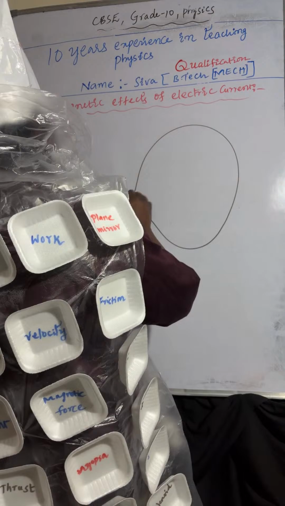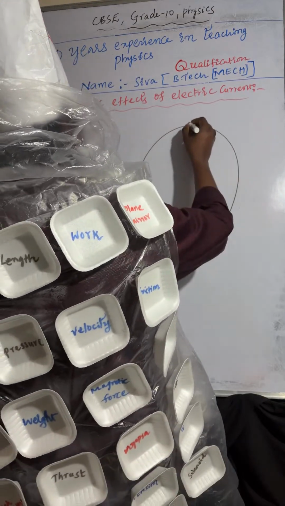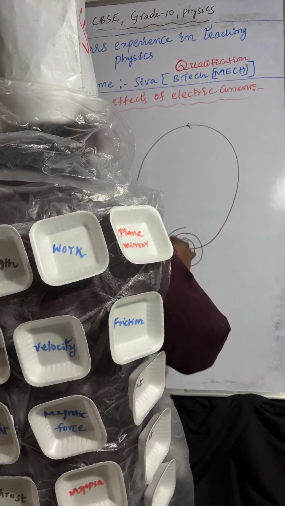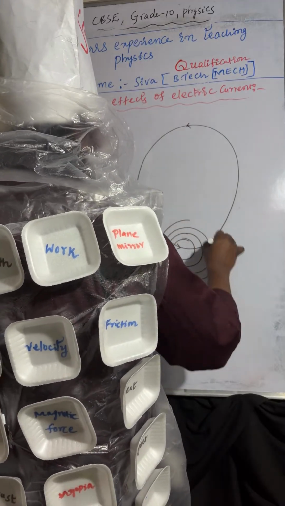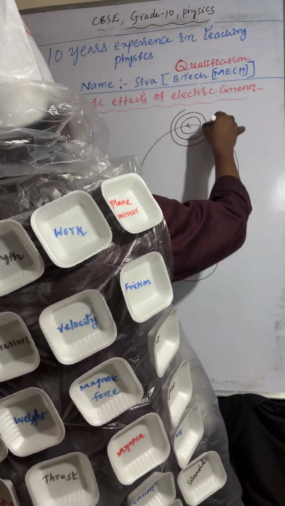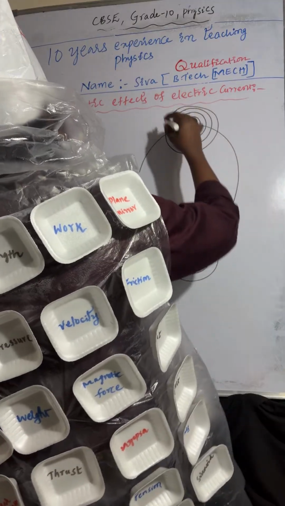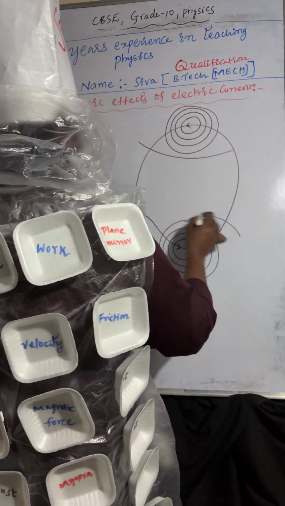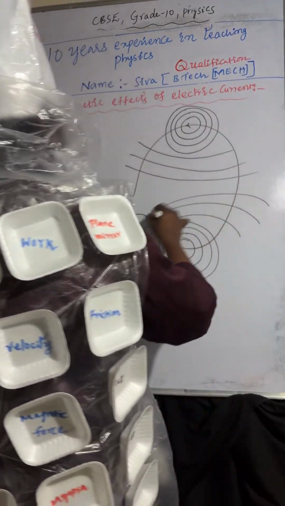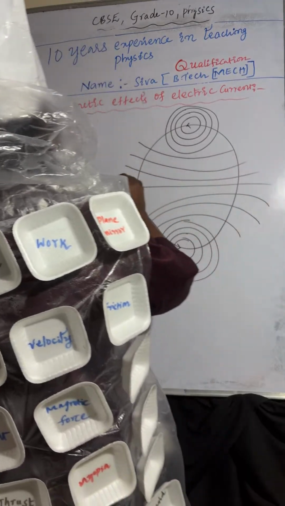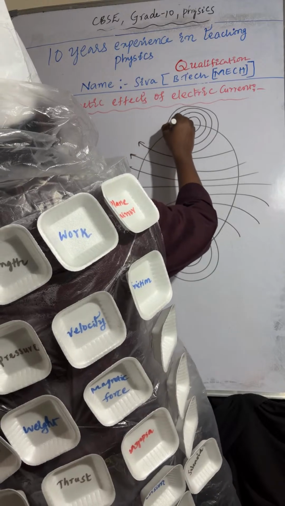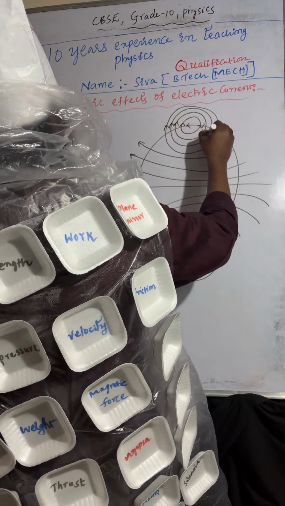Positive terminal, negative terminal, the current is going like this. Around the wire, the magnetic field will be like this. Around the wire the magnetic field will be there, and here also the magnetic field will be like this, and here also the magnetic field will be like this. At the middle it will be straight lines, and this one is the north pole because the magnetic field is leaving here like this.